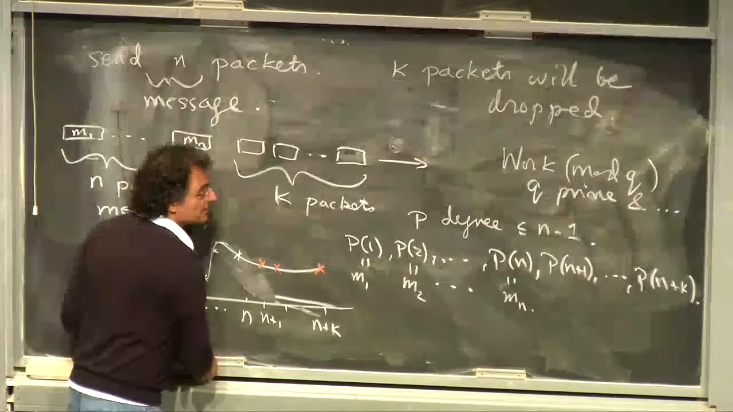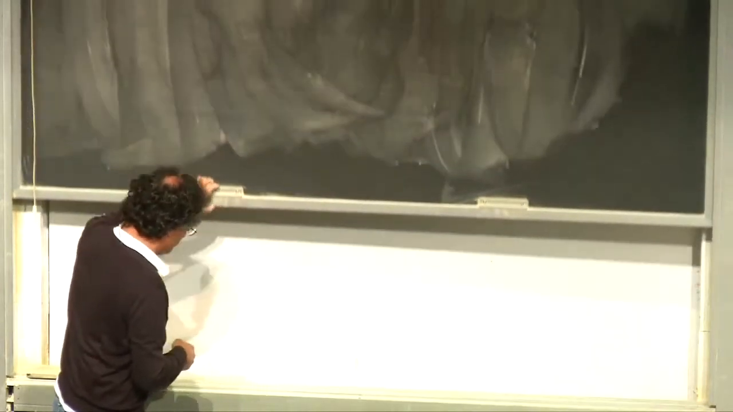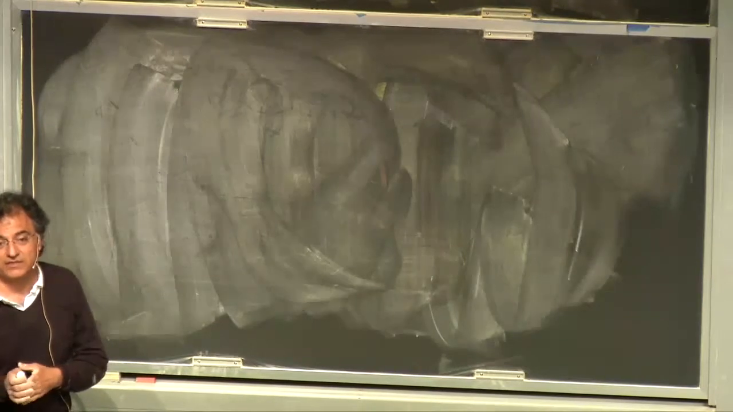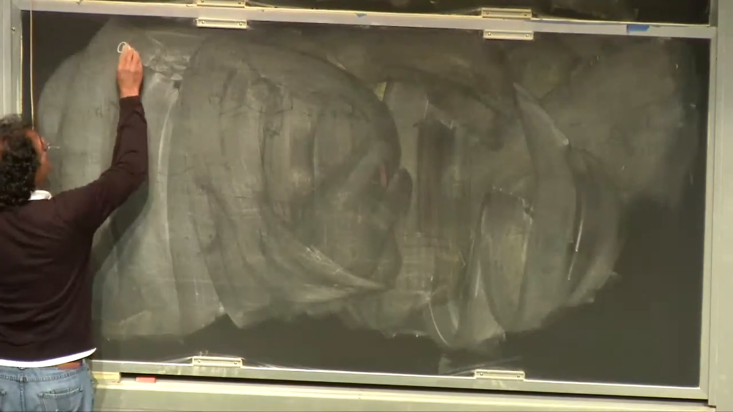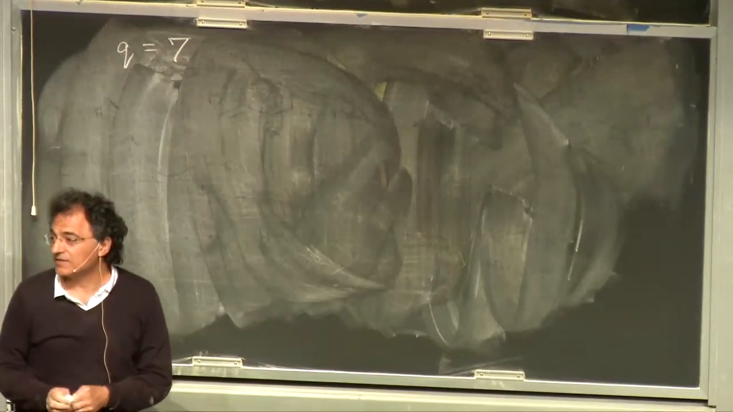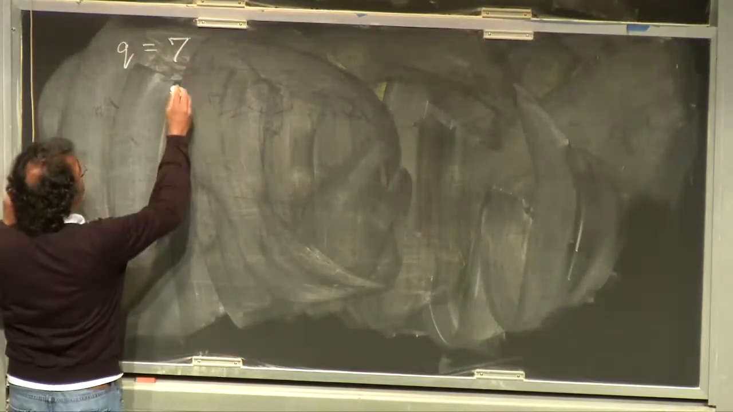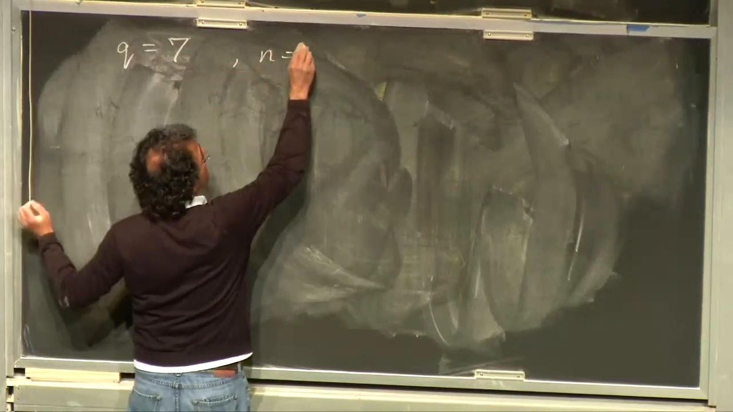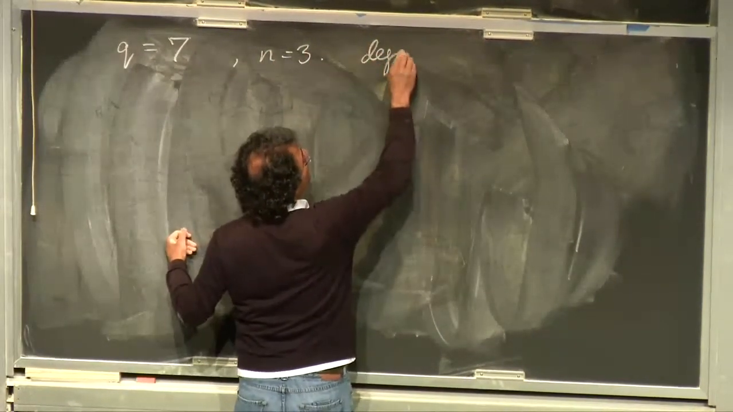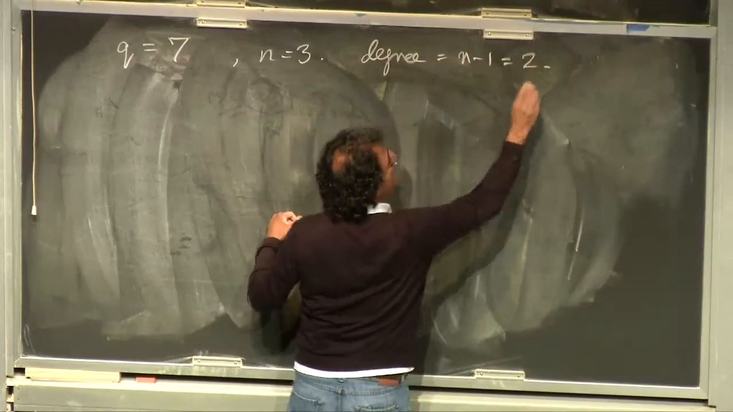So let's actually work through an example just to make everything very concrete. Let Q equal 7, because we don't want to work with anything larger than that. And let's say n equal to 3, meaning we have 3 packets, meaning the degree of our polynomial is n minus 1, which is 2.